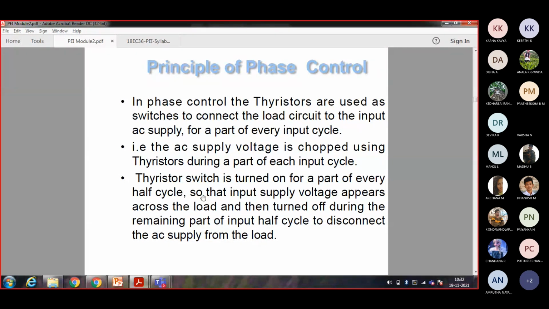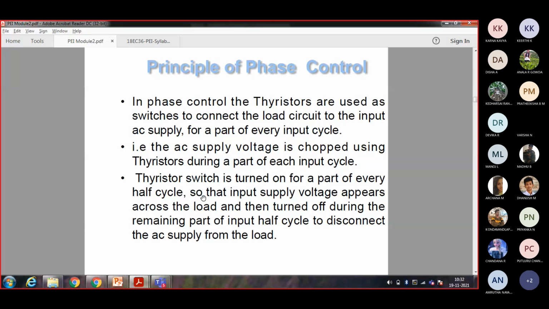Means we are going to chop it out. We are going to remove the AC signal depending on whether it is half wave or full wave, whether you have only one thyristor or two thyristors, and where exactly it is connected. The thyristor switch is turned on for a part of every half cycle, so that the input supply voltage appears across the load, and then turned off during the remaining part of the input half cycle to disconnect the AC supply from the load. That is the operation.